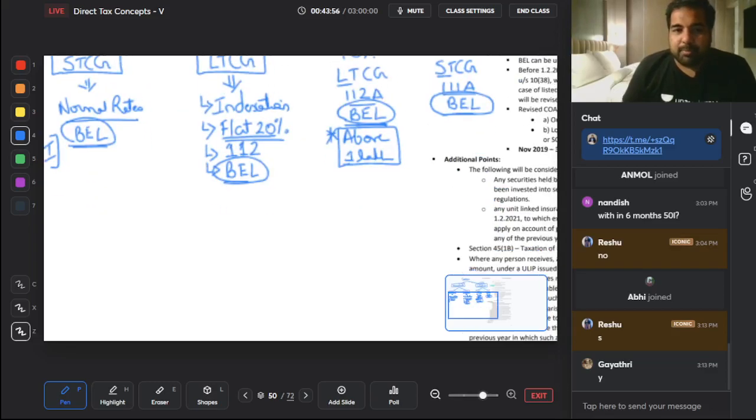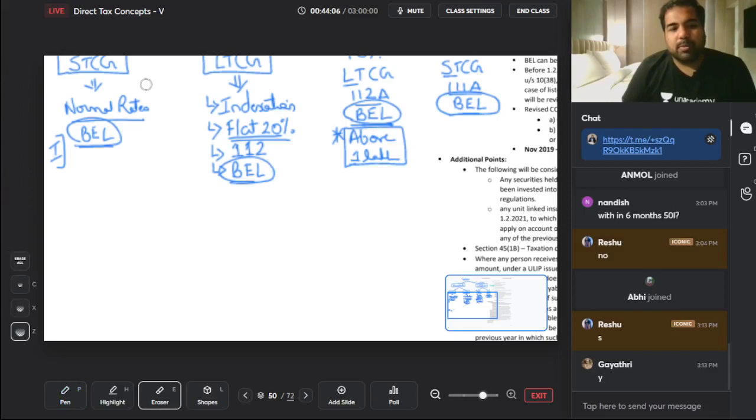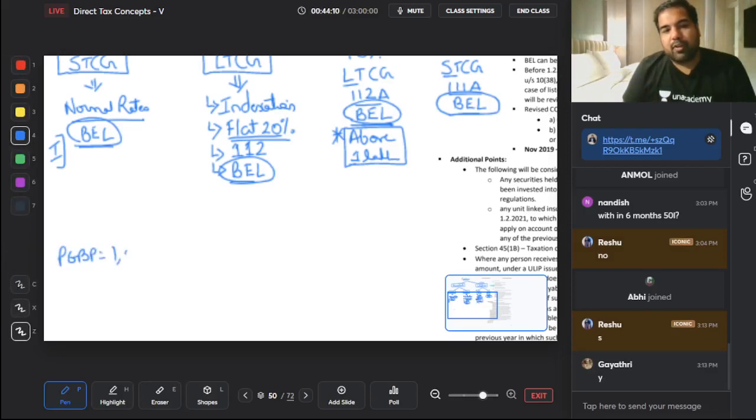So let's take an example. You have salary income, or not salary, you have PGBP of, let's say, 1 lakh rupees.